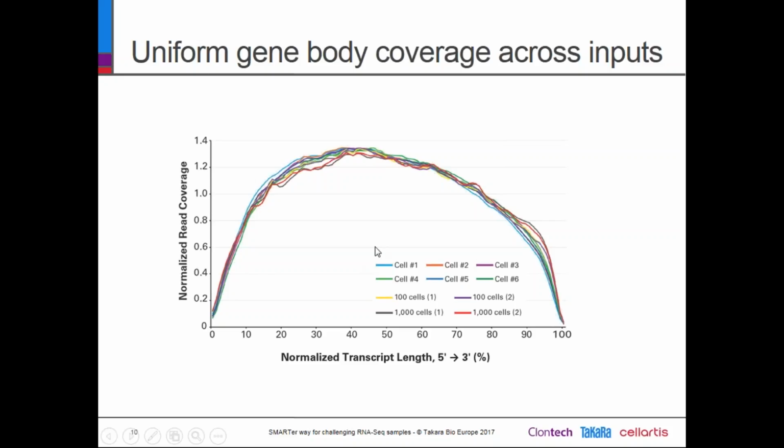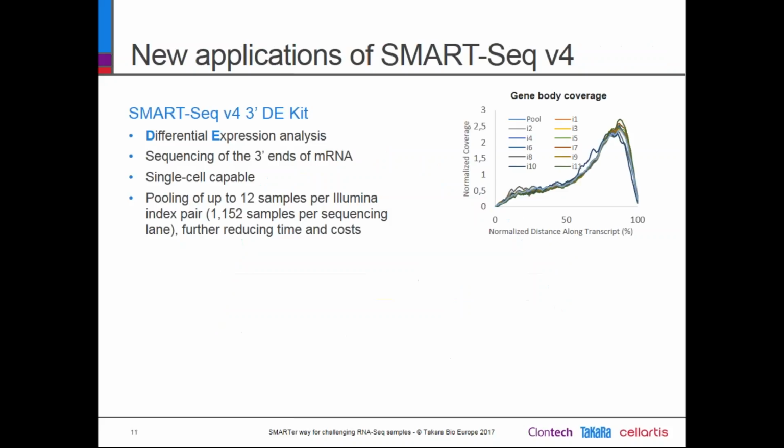Another parameter that we measure is the gene body coverage, and for this particular experiment we use single cells. As you can see here, 6 different single cells, or a bulk population of 100 or 1,000 cells. And what's interesting to note here is that whatever the input that we use, single or bulk population, we see a very even gene body coverage with SMART-Seq V4. So these are only some examples of the data that we obtained with this. We have many more on our website.